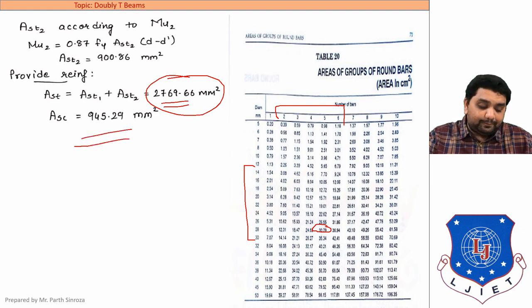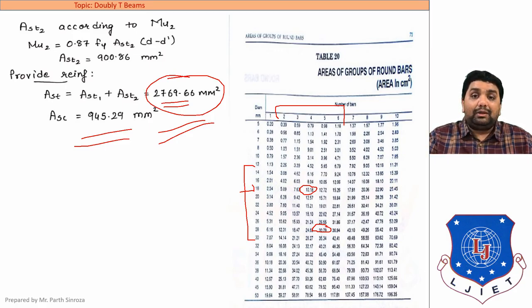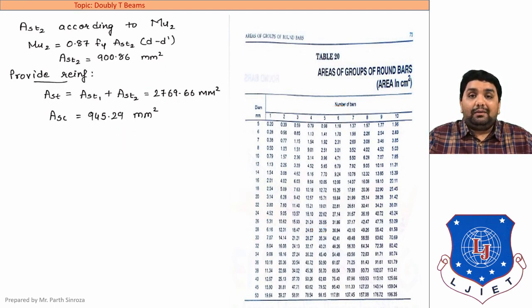And for ASC, the value is 9.45 centimeter square. So if I look upon 9.45, the nearest value that I get is 10.18. Yeah, 10.18. That means 4 numbers of 16 mm diameter bars. But again, it is not mandatory. You can provide any value within this matrix. Just remember that the steel which is provided should always be greater than what is required. Yeah. So this was our design of steel, that is design of the WRC beam.